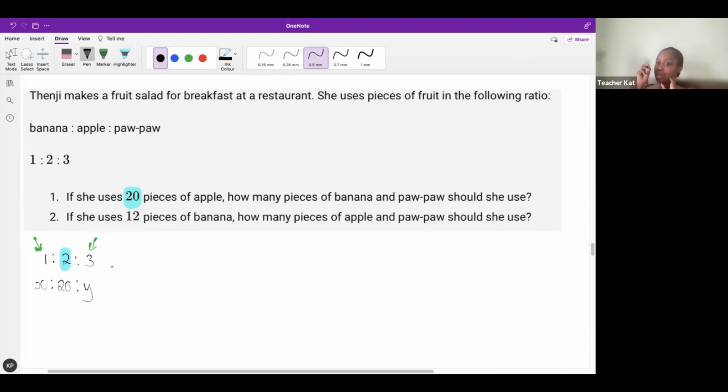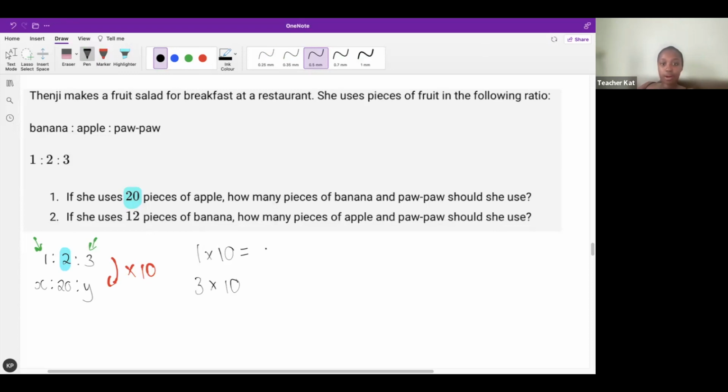Remember, whatever you do in one place of a ratio, you do everywhere. That's your clue for this one. So how did we get from 2 to 20? We either timesed or divided by something. Nice, we times by 10. So to go from the first ratio to the next one, we are timesing by 10, which means for bananas, it will be 1 times 10, and for pawpaws, it will be 3 times 10.